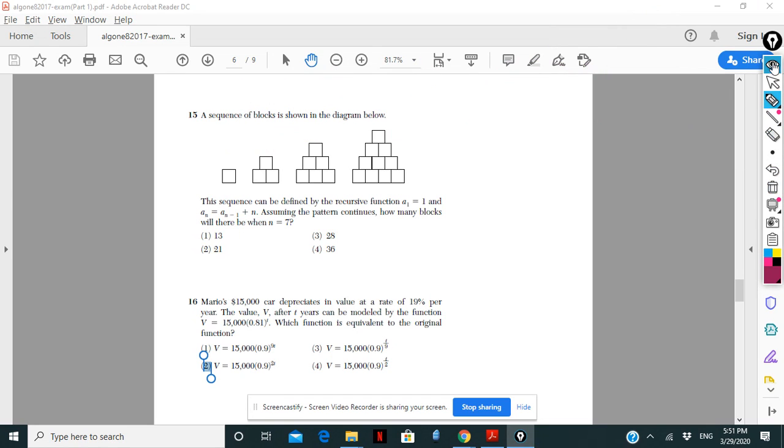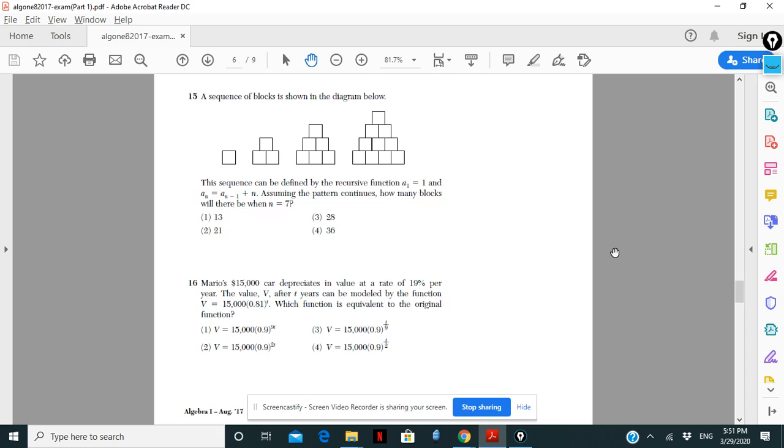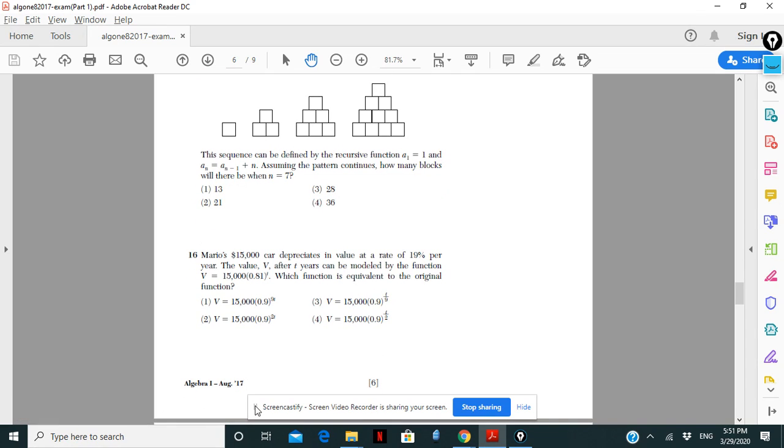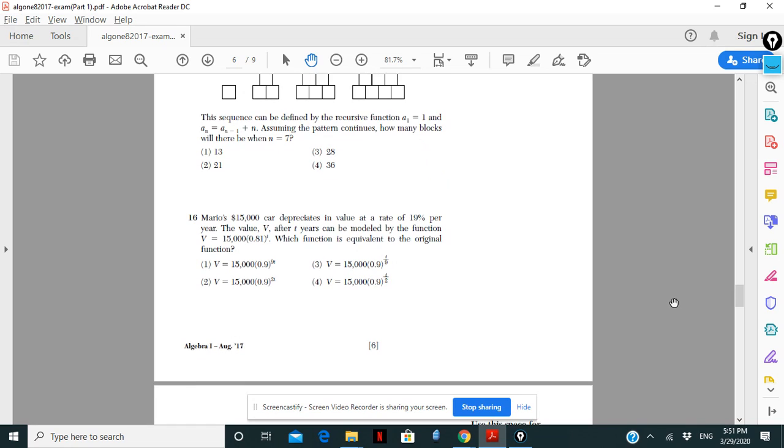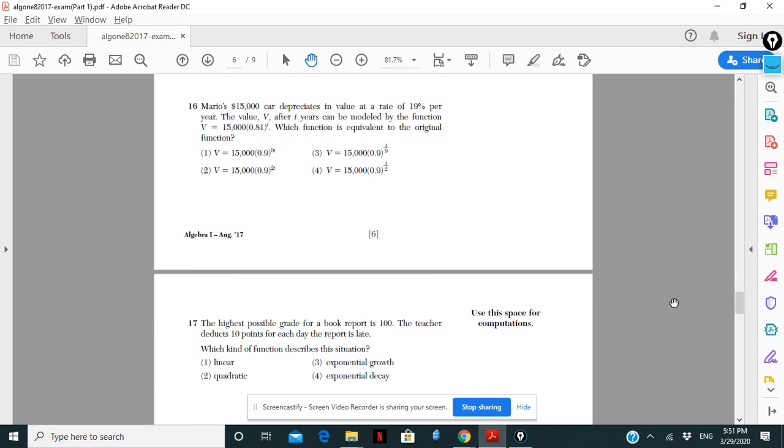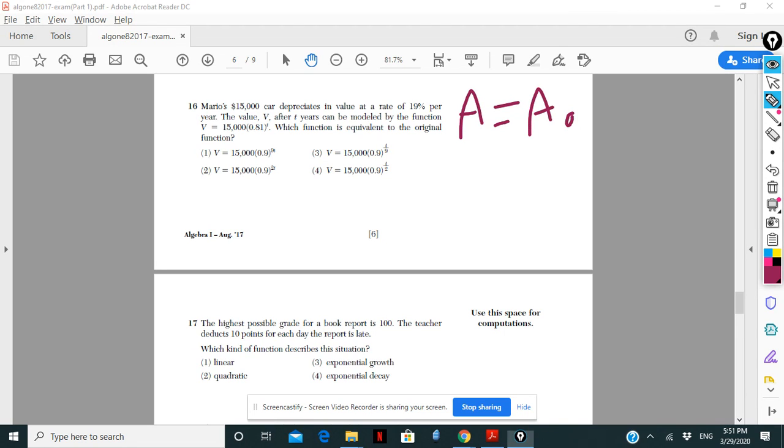Okay, let's go for question number 16. Question number 16, he said Mario's 15,000 car depreciates. So I have a depreciation. So we said in the depreciation, A equals A naught times 1 minus R to the power T. So he said the depreciation rate is 19.